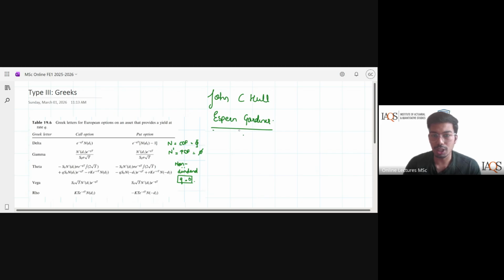So these are the 2 books that you can refer. These 2 books beautifully explain options. John C. Hull is entirely on options. It explains, and why am I saying this? Because in the coming week, you'll receive your projects that have an option element to it as well.